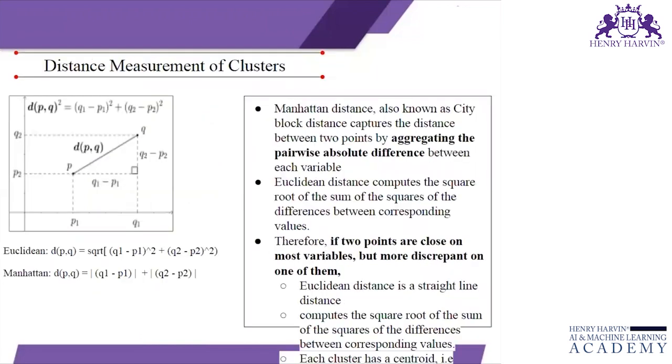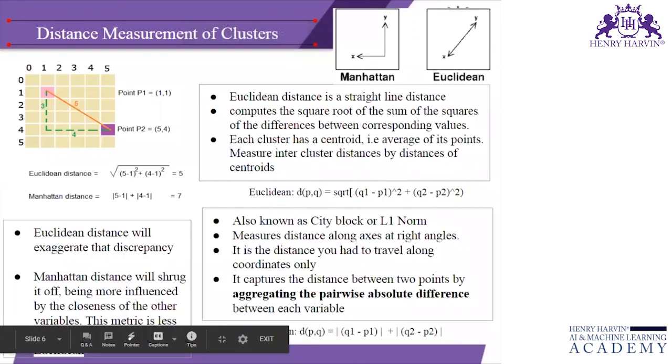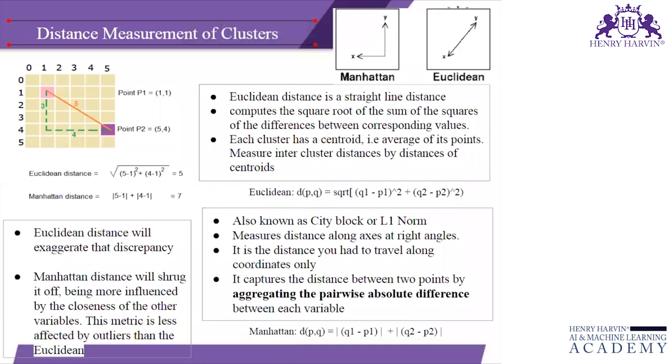Then it is very important to understand distance measures of clusters. So distance measure is calculated for hierarchical clustering and k-means clustering. There are two ways we can find the distance. It can be done using Euclidean distance or Manhattan distance. So Euclidean distance is the straight line distance. As you can see in the image also, it is a straight line distance.